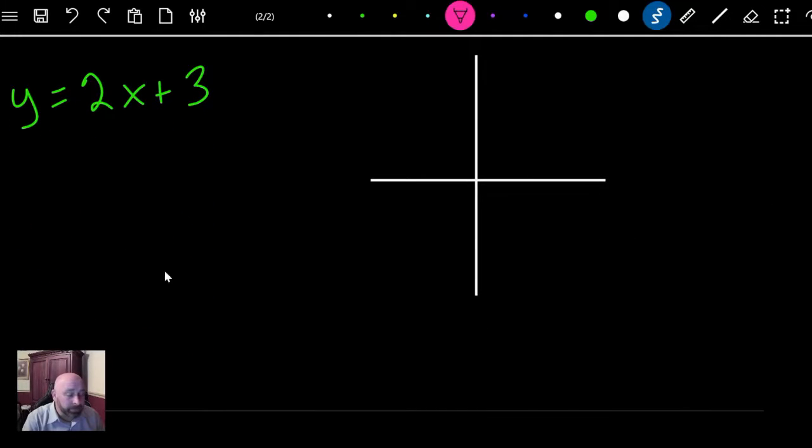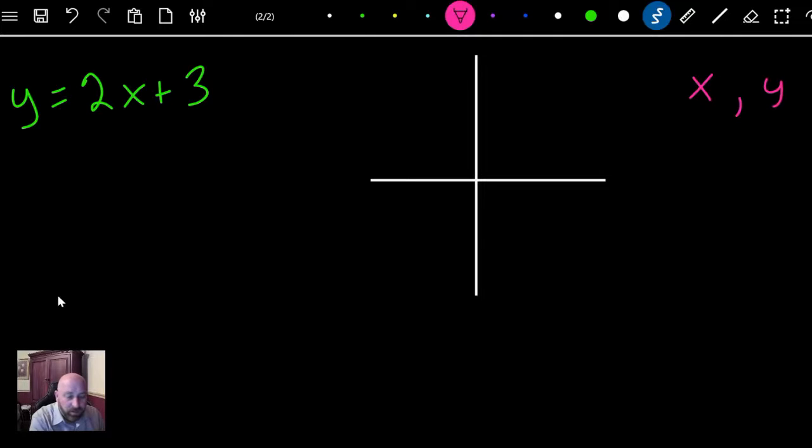How do we do it? Well, one of the easiest ways to do it, it might not be the easiest way, but one of the ways is to draw what we call an X and a Y chart. So we're going to have an X and a Y chart. I'm just drawing it over there. I could have drawn it wherever, you can draw it wherever you want. But here's what we're going to do.